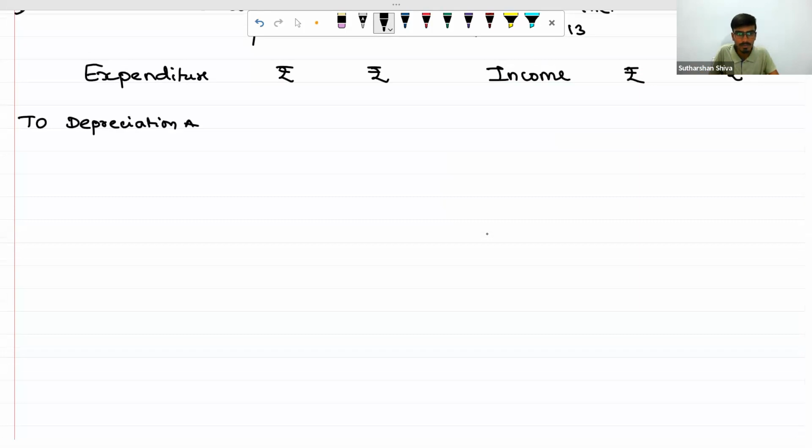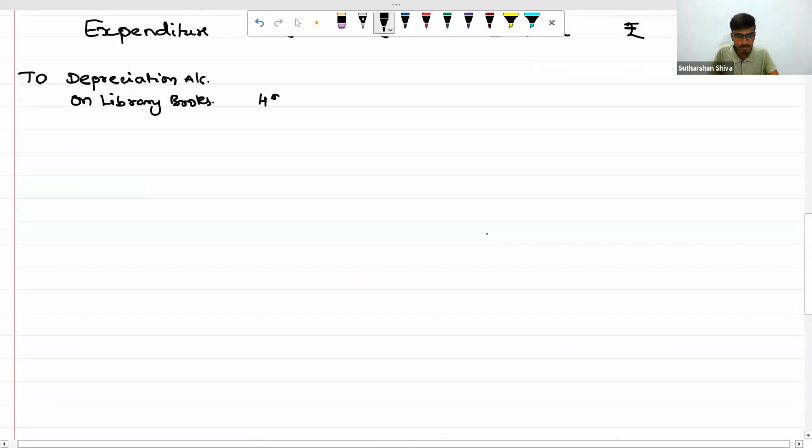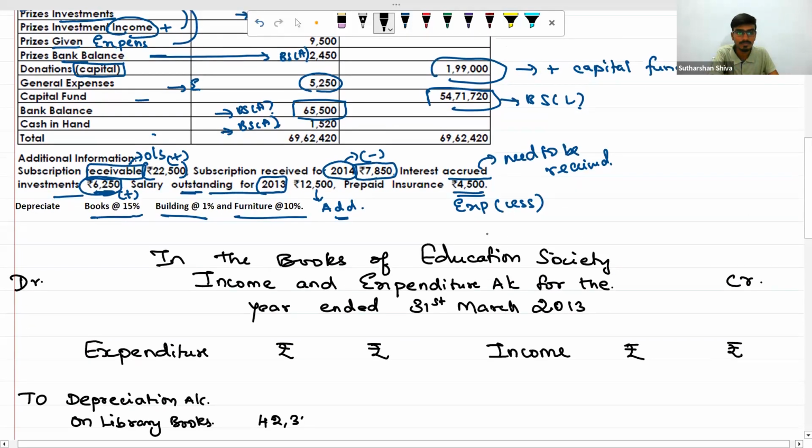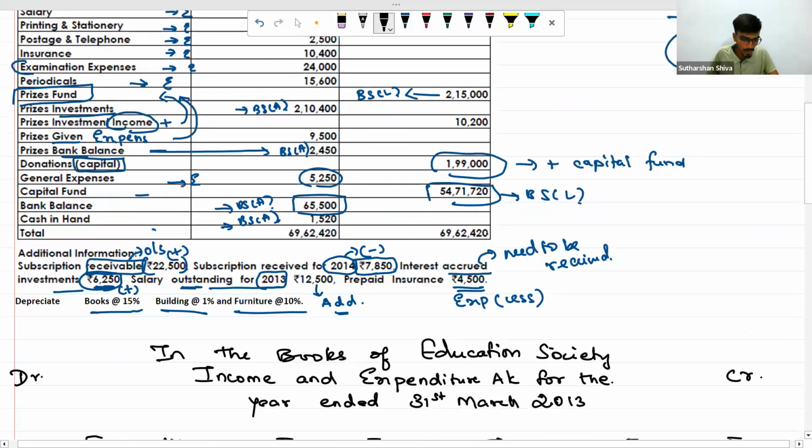Go to the depreciation account and write down on library books. What is the value? Library books 42,000. What is the depreciable value? We'll try to do this. 42,000.